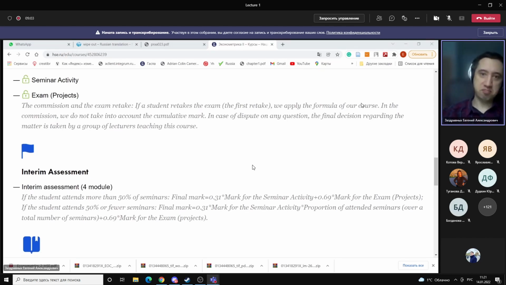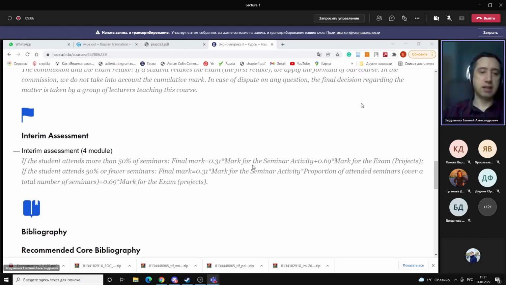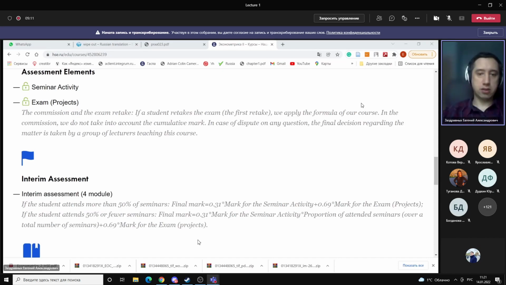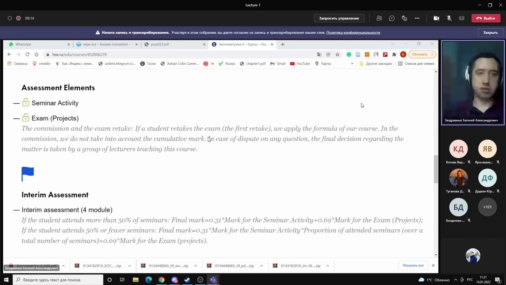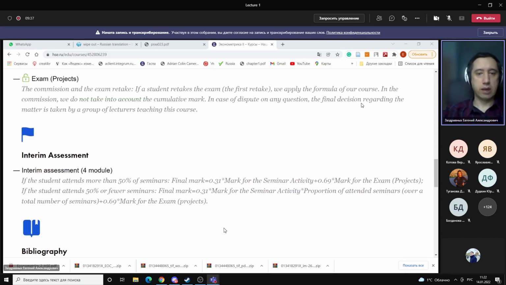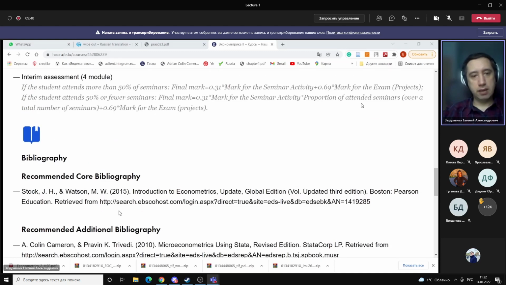It doesn't sound pretty hard, pretty difficult. Well, and what else? We take into consideration your attendance for seminars. We don't account your attendance for our lectures, but I strongly recommend you to attend lectures anyway, because as usual we will consider some theoretical concepts and we will do exercises in Stata, and it is definitely easier to be in a lecture. So if you have any questions, ask.